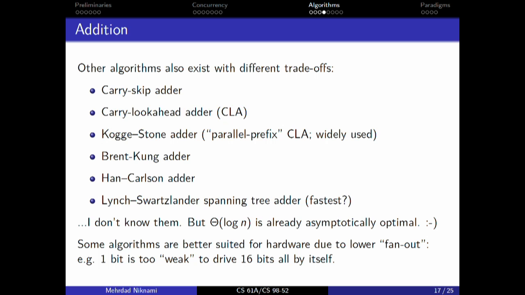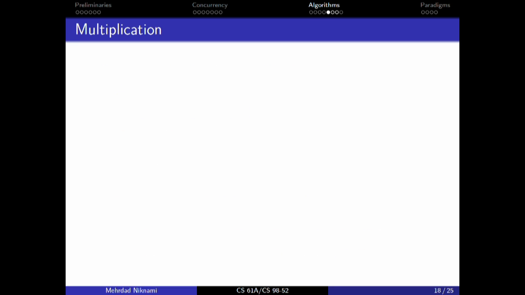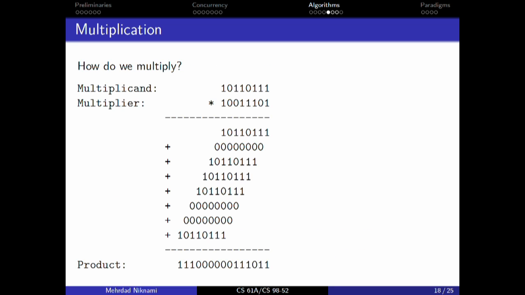If that doesn't make sense, it's fine. You'll learn about this in some other class if you do hardware. But it turns out these algorithms have different trade-offs for how many dependencies there are on the bits, and that helps for hardware. Okay. Now let's go to multiplication.